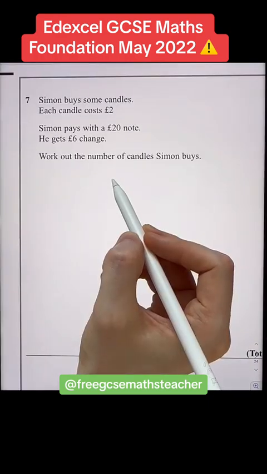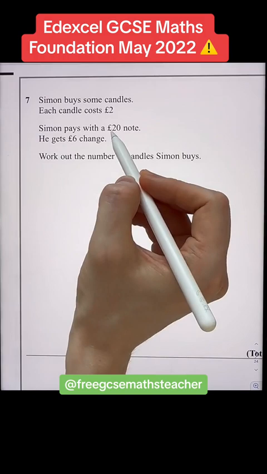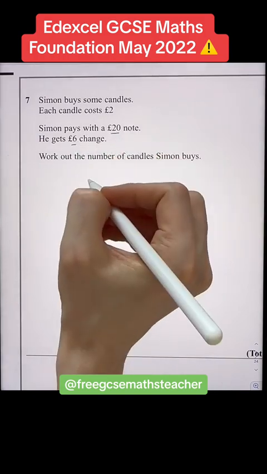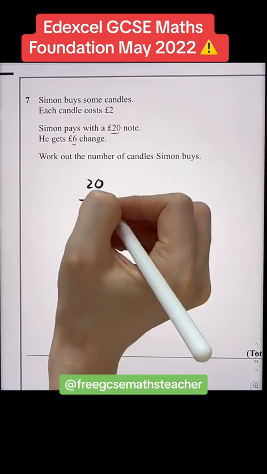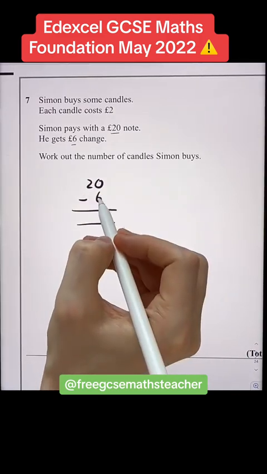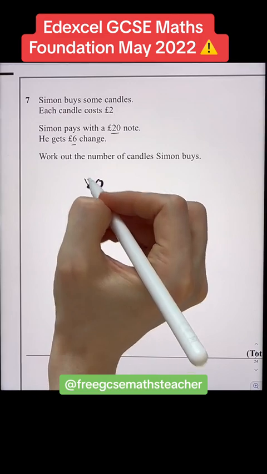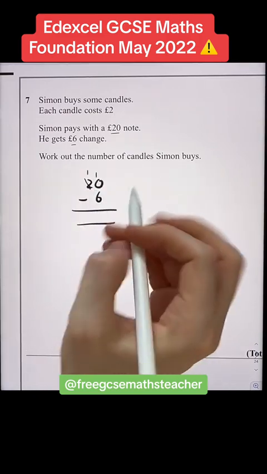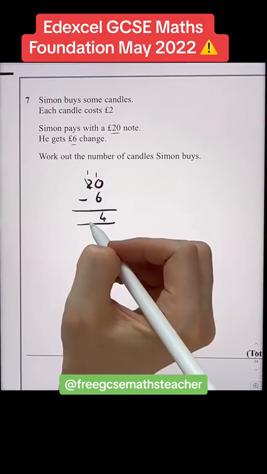Question 7. Simon buys some candles. Each candle costs £2. Simon pays with a £20 note. He gets £6 change. Work out the number of candles Simon buys. As he paid with a £20 note and he gets £6 change, I'm going to first of all work out how much he spent. Well, 20 take away 6. I can't take 6 from 0, so I borrow from its neighbour. 2 drops to 1 and I carry the 1. 10 take away 6 gives us 4, and 1 take away 0 gives us 1.